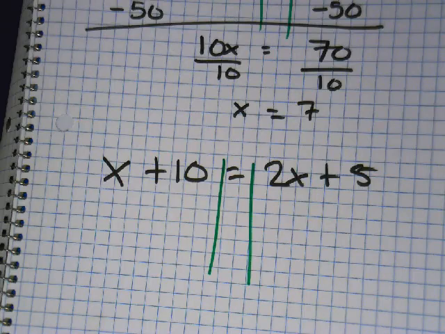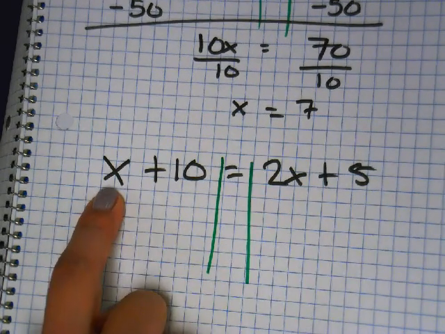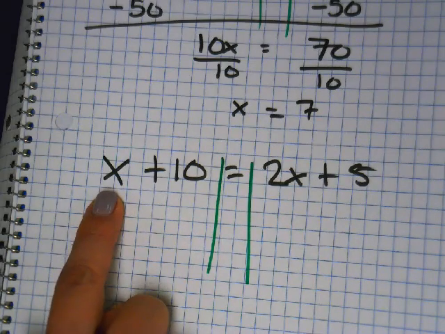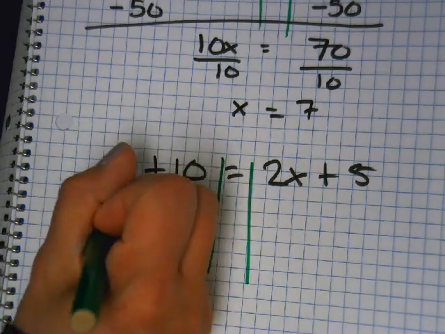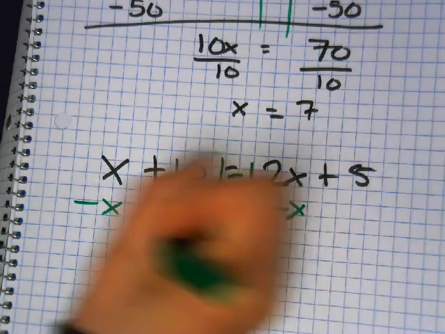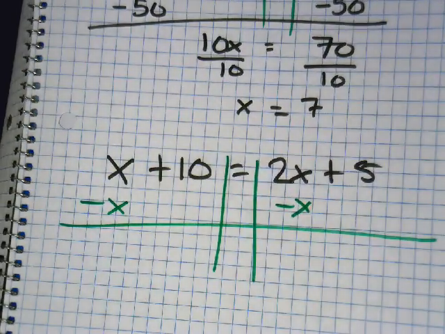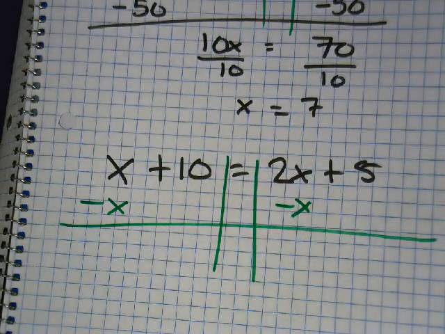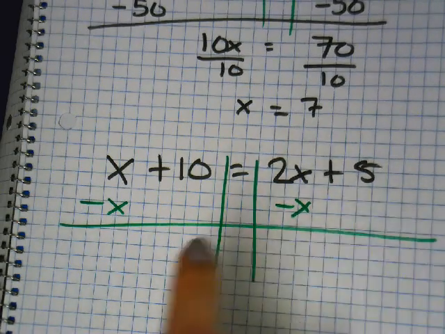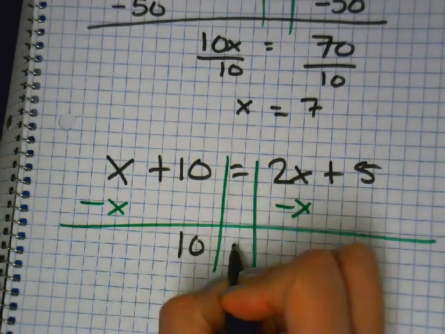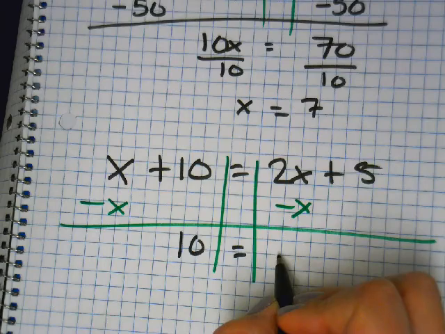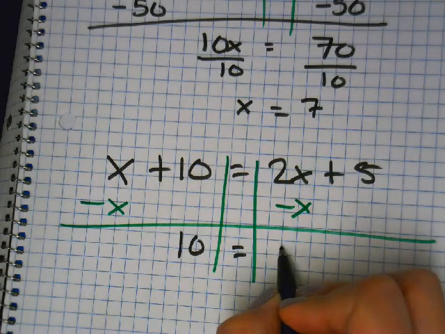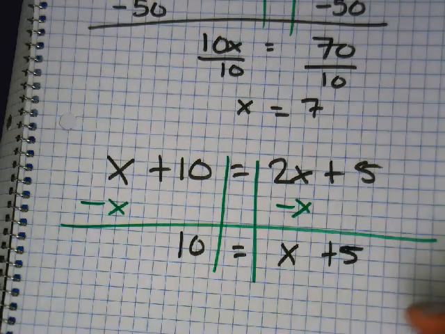What do I move in this problem? The x. The 1x. So how do I move this, Gio? We're going to go minus x, minus x. Now remember, there's an invisible 1 there. So on this side, I'm just left with 10 equals. On this side, what am I left with? 1x plus 5. Do I need the 1?